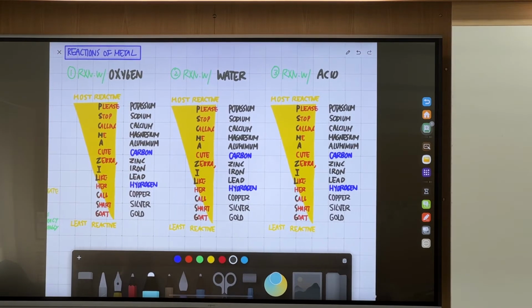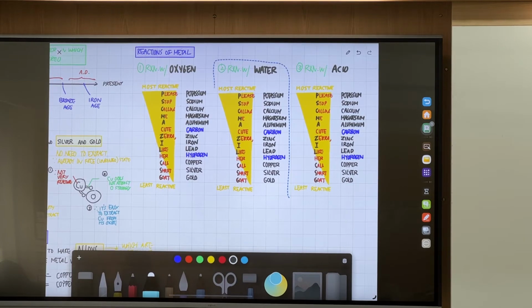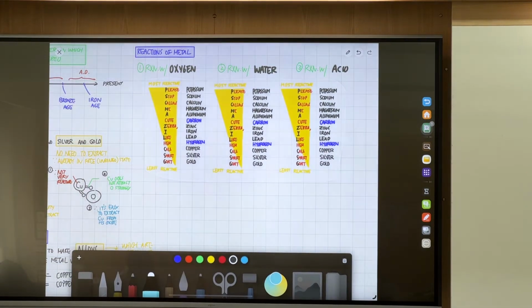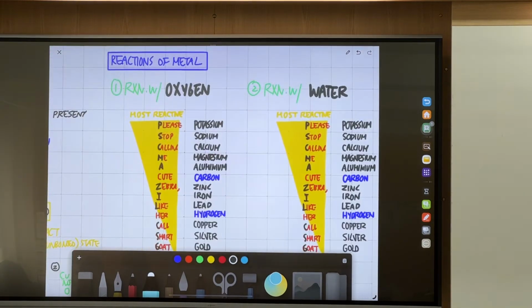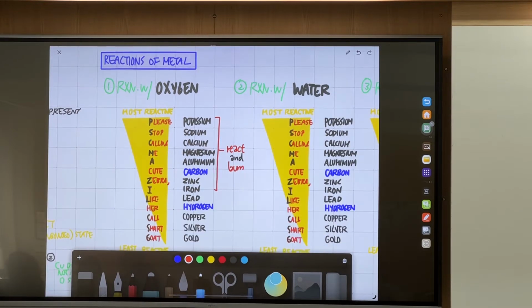Starting with oxygen, you can split it this way. Let me copy this first. For reaction with oxygen, the first few metals up to iron react and will burn. You will see a flame. That's what react and burn mean.